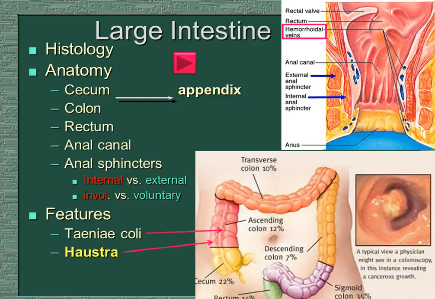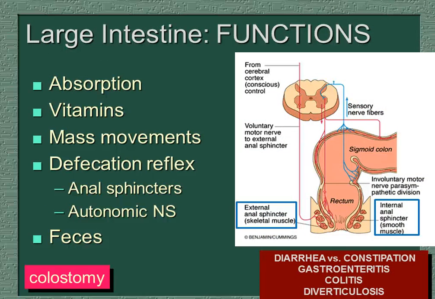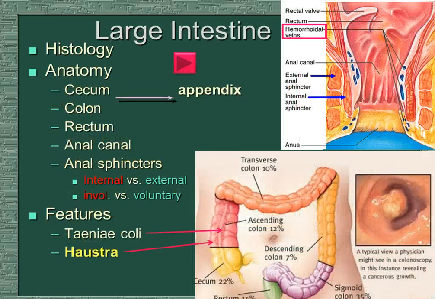The difference between simple columnar everywhere else and simple columnar here is there's a heck of a lot more goblet cells, which makes sense because you've got to have a lot of mucus to lubricate the large intestine for feces to move along. Okay, so the function of the large intestine is the complete absorption of water and a few electrolytes and elimination of feces. Let me go through the anatomy first, and we'll get back to the function here.